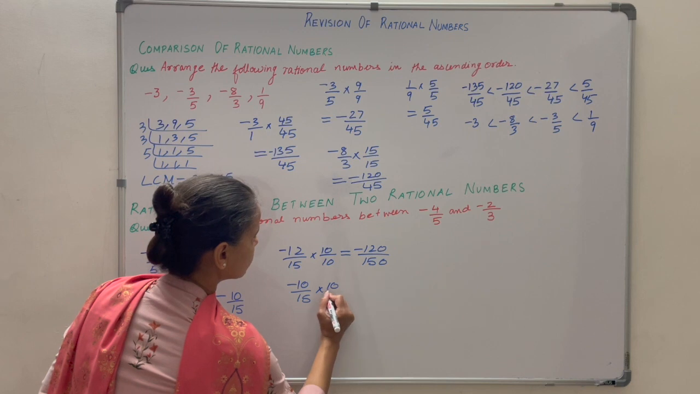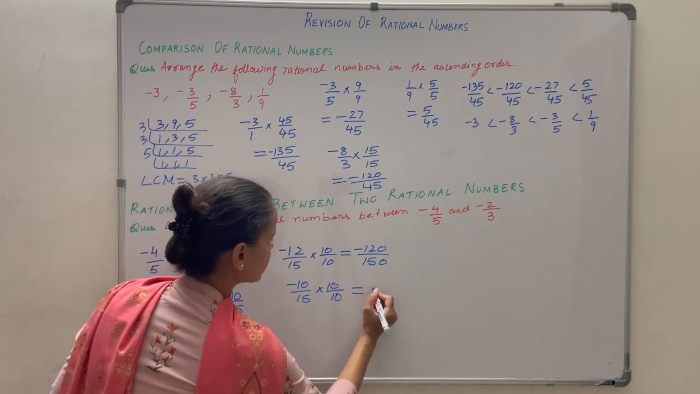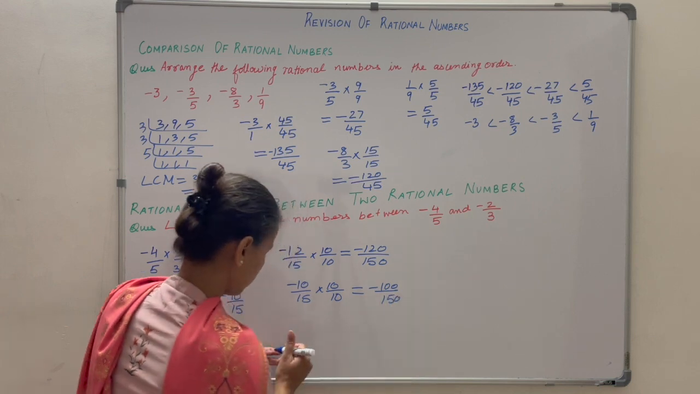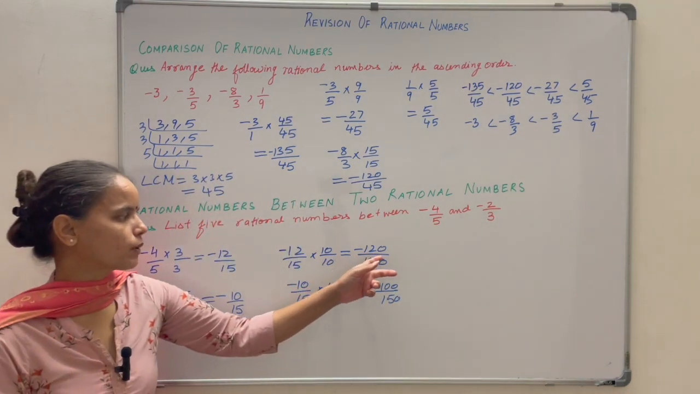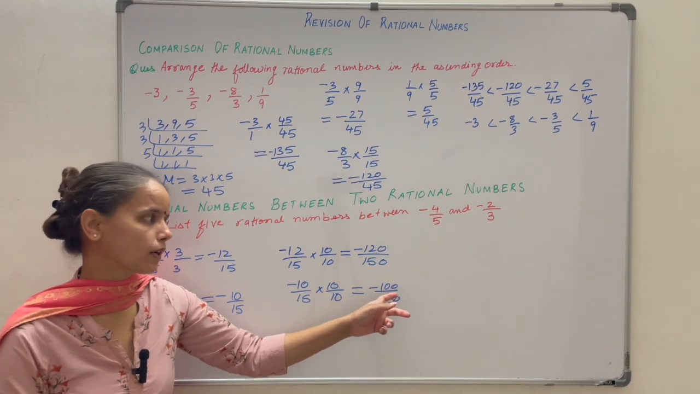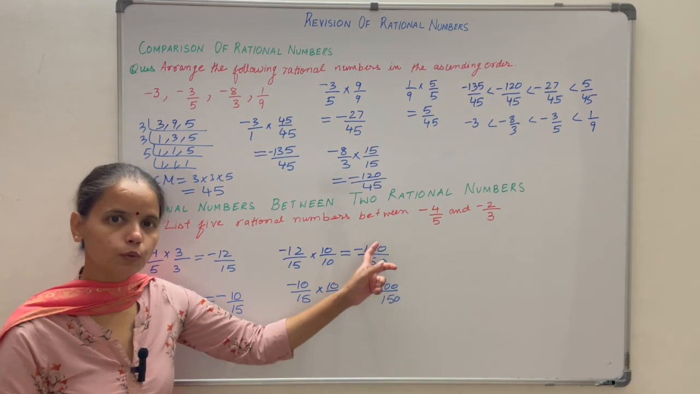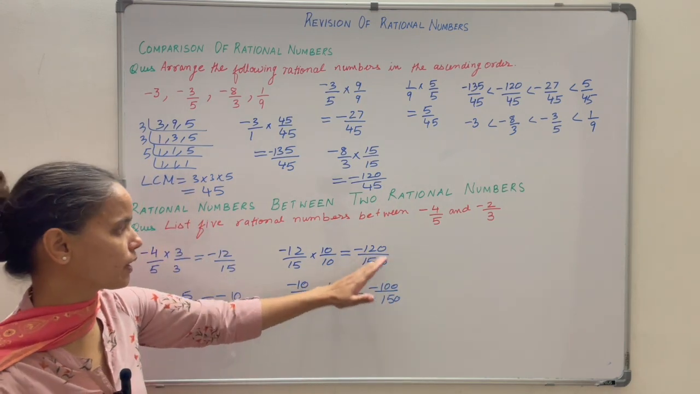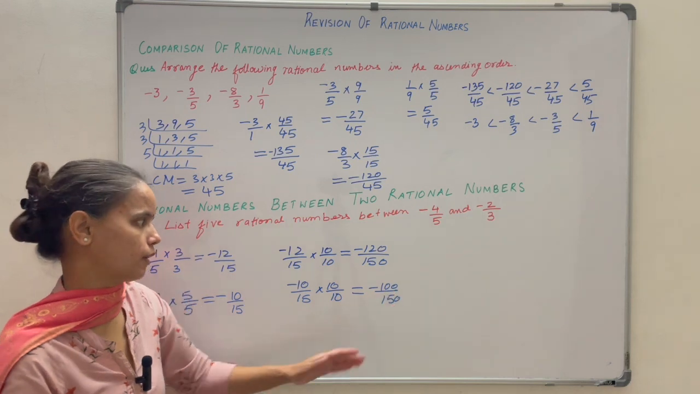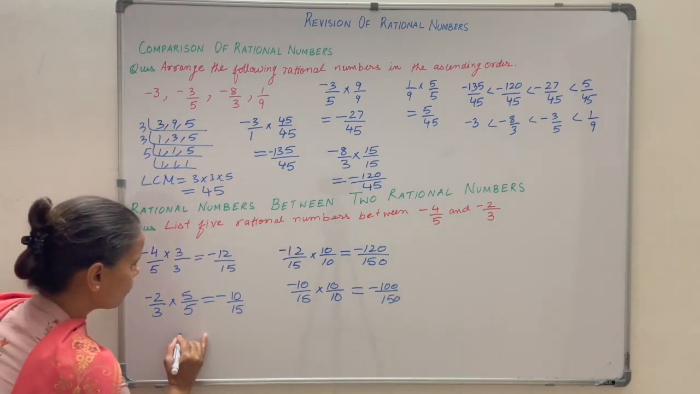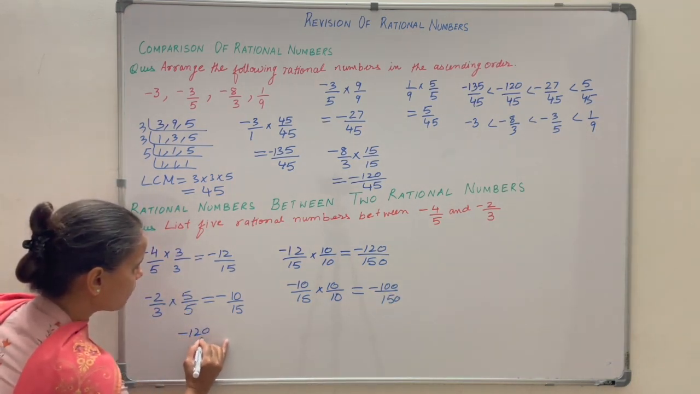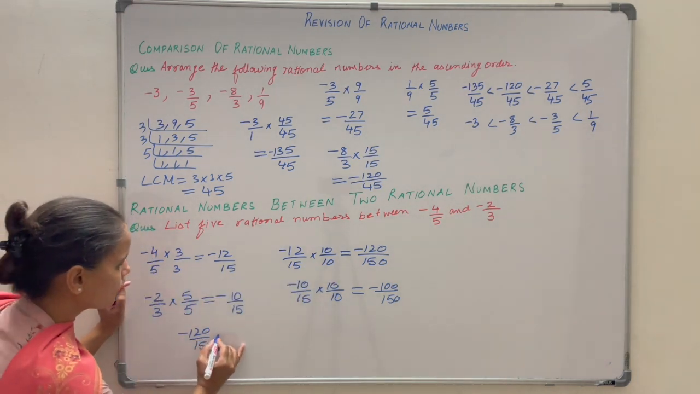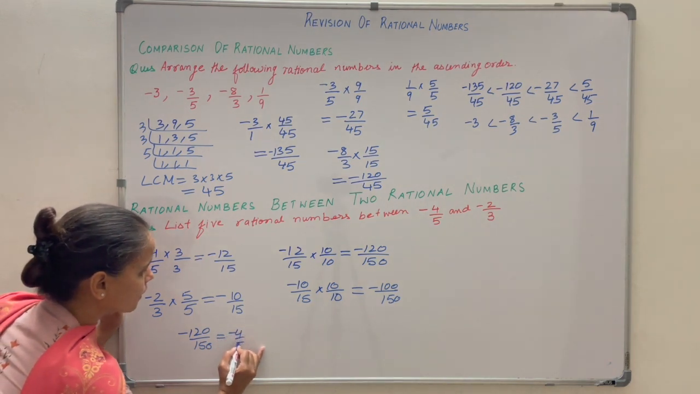Here also you will multiply both numerator and denominator by 10. So here you get minus 100 upon 150. So here you can see minus 120 is smaller than minus 100. So this is the smaller of the two numbers. So let us write down 5 equivalent rational numbers. Now there are sufficient rational numbers for you to write down. So minus 120 upon 150, which is equal to, you see, minus 4 upon 5, right?